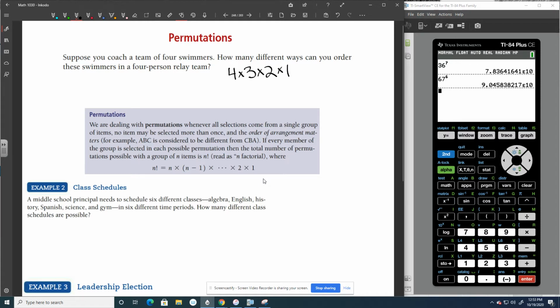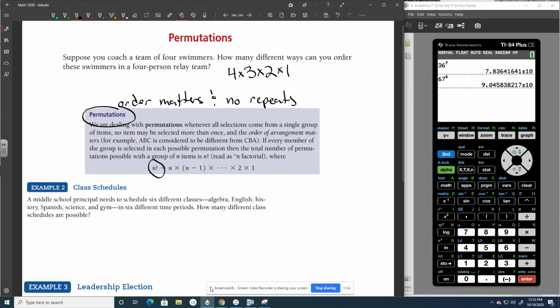So instead of doing 4 times 4 times 4 times 4, because the order of my swimmers matters and they can't repeat, the same swimmer can't swim twice, then we get 4 times 3 times 2 times 1. And we call this a permutation. So if the order of our choices matters, and if there's no repeats, then we use what's called a permutation.